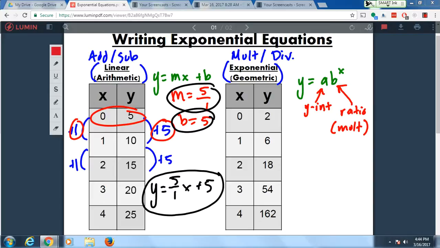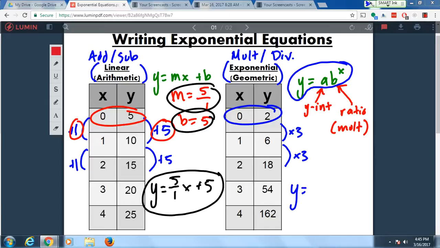Now, on the right side, it's a little bit different because here you're actually, wait, are you adding by 4? No, that doesn't work. Actually, this one, you're multiplying times 3. So now you know you have to use this particular equation. The y-intercept is still the same deal. It's the one next to the 0. So y equals y-intercept 2 times, and then the multiplier 3 to the x power. And that's it. That's all you got to do with those.